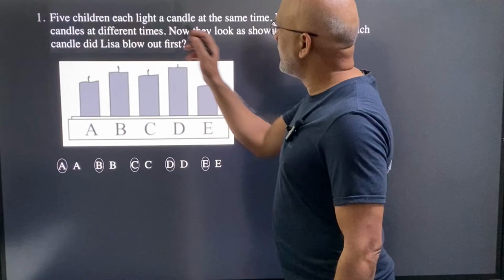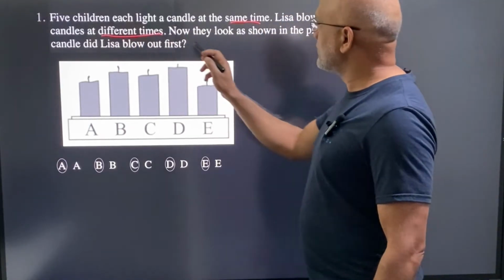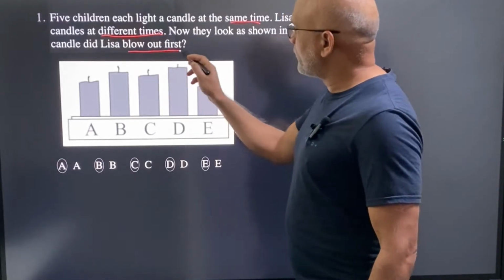5 children each light a candle at the same time. Lisa blows out the candles at different times. Now they look as shown in this picture. Which candle did Lisa blow out first?